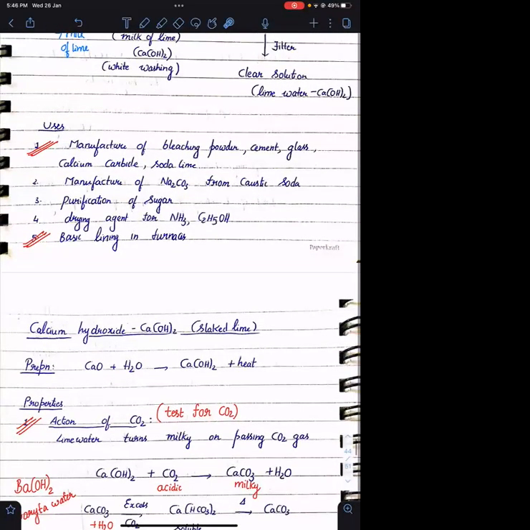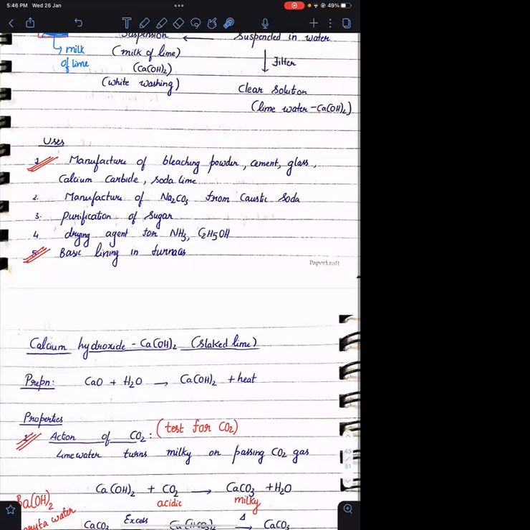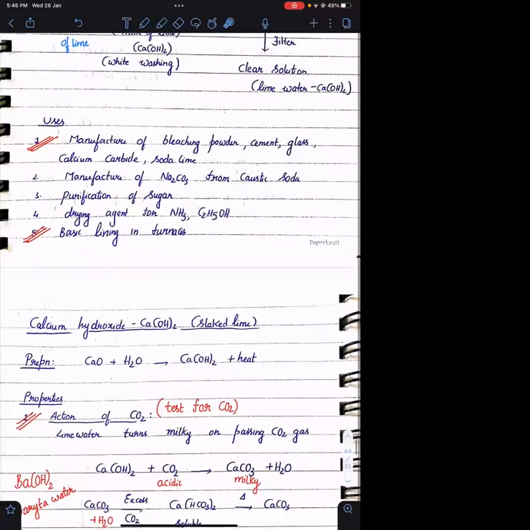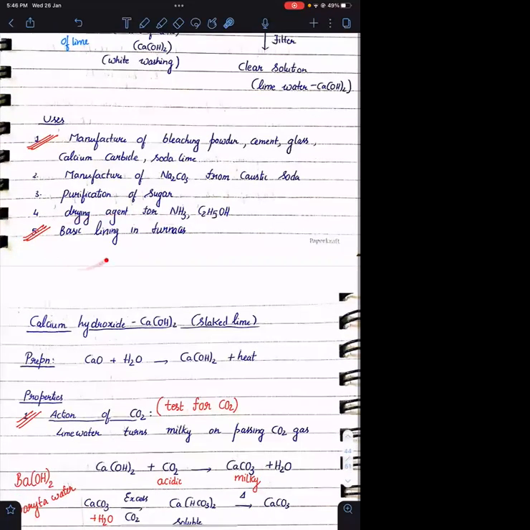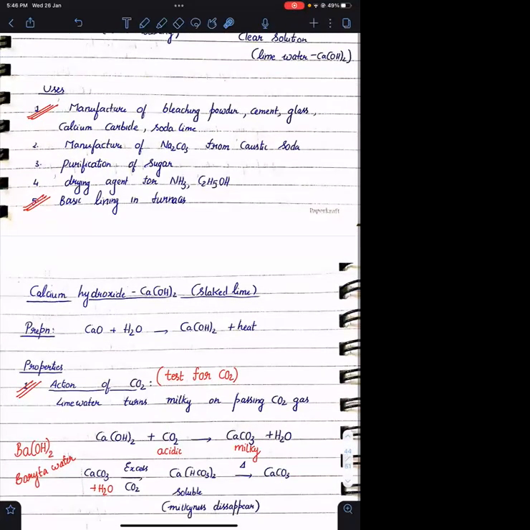Okay. Next, it is used in manufacture of bleaching powder. जिनका reaction हम देखेंगे आगे. It is used in the manufacture of bleaching powder. It is used as a basic lining for furnaces. These two are important things. बाकी सब भी आप लोग याद कर सकते हो, but these are more important.